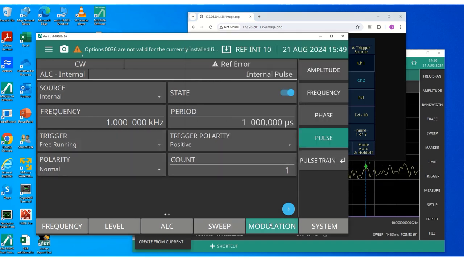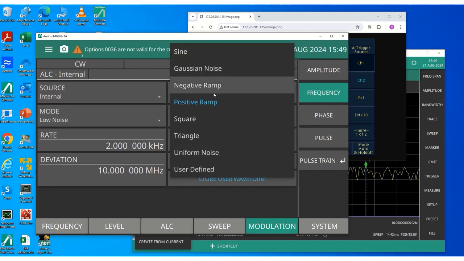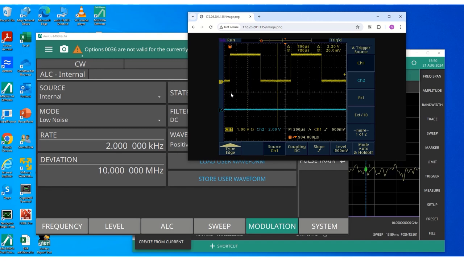Okay, so having configured the pulse, the next thing is we will move on to the frequency. We will choose the waveform. We'll choose the positive waveform, positive ramp, and as I said, if you go back to this oscilloscope screen again, the idea was to set the period of the ramp equal to the pulse width, right? So the pulse width here is 500 microseconds.